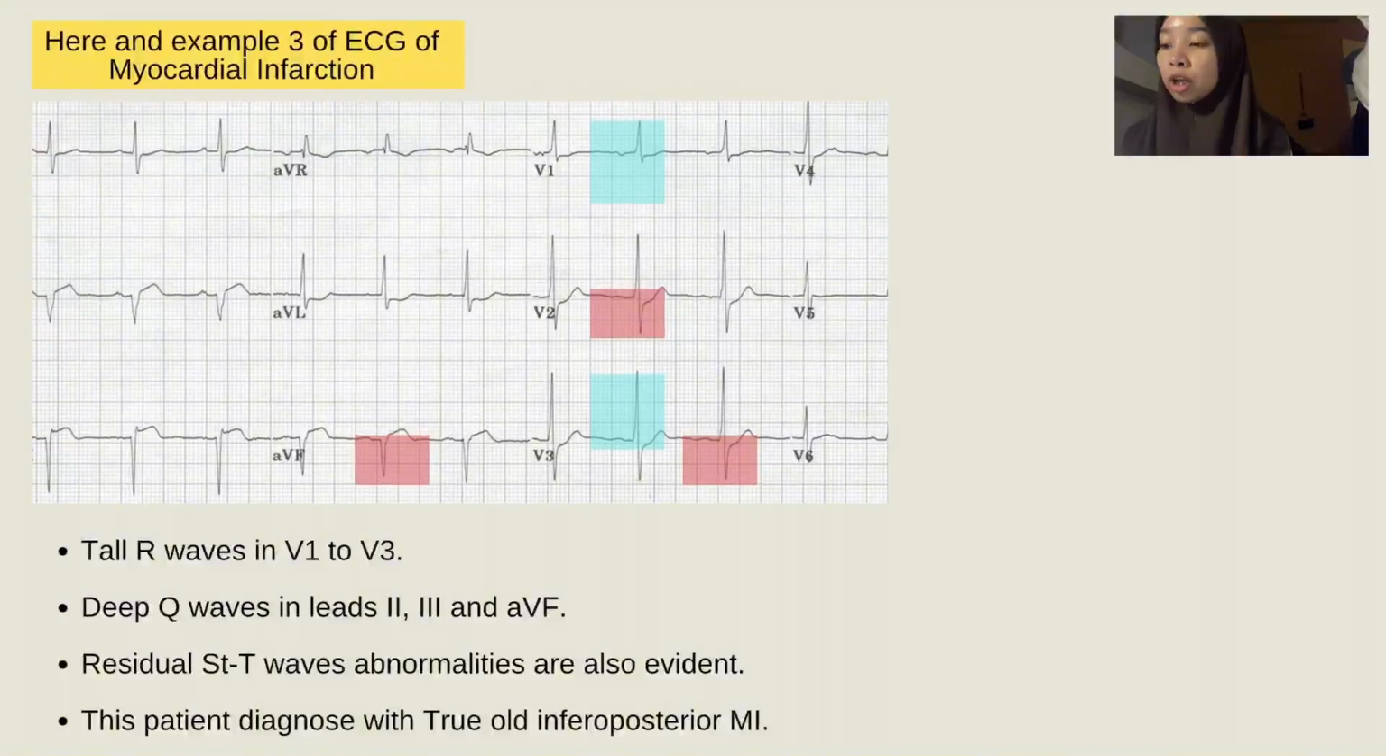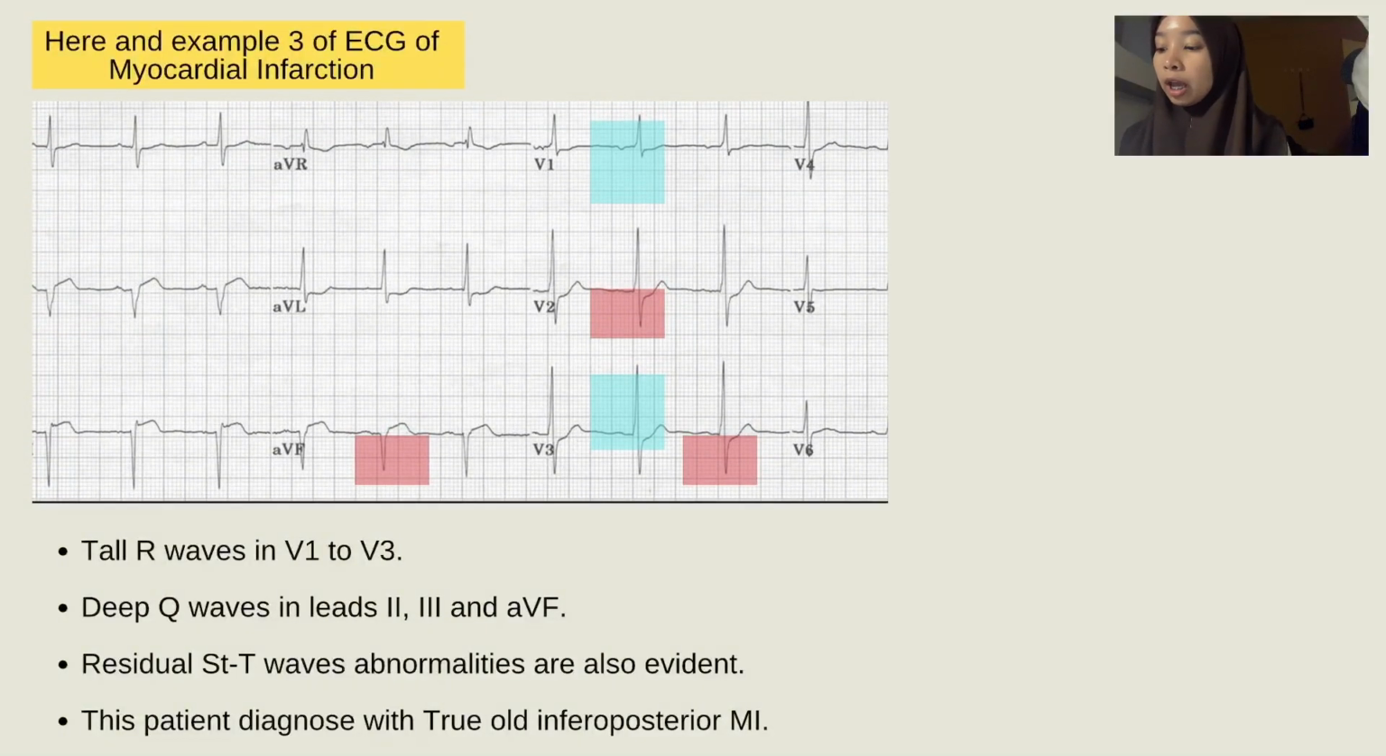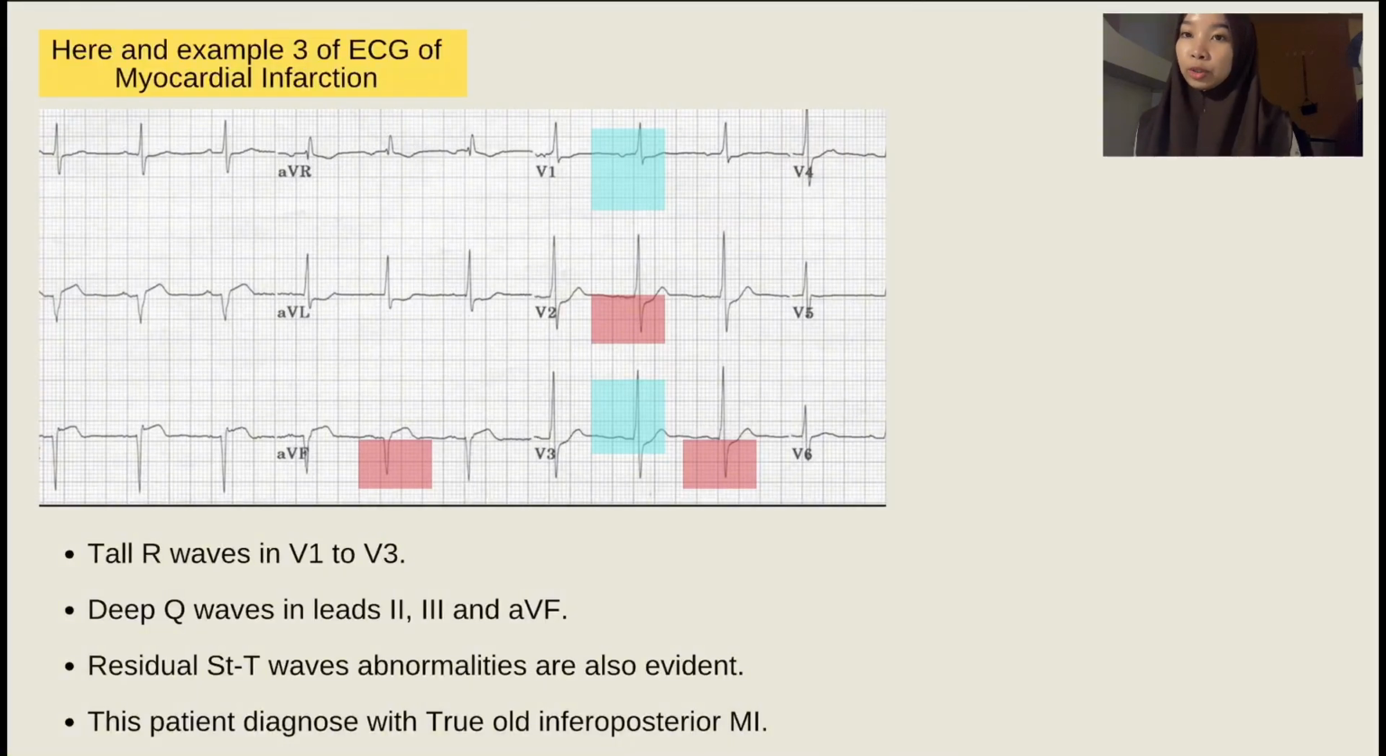Then example 3 of an ECG of myocardial infarction. As you can see here, the blue highlighted color is tall R waves in V1 to V3. Meanwhile, the red color is deep Q waves in leads II, III, and aVF. In this ECG also, we can see residual ST-T wave abnormalities are evident. So this patient is diagnosed with true inferior posterior MI.